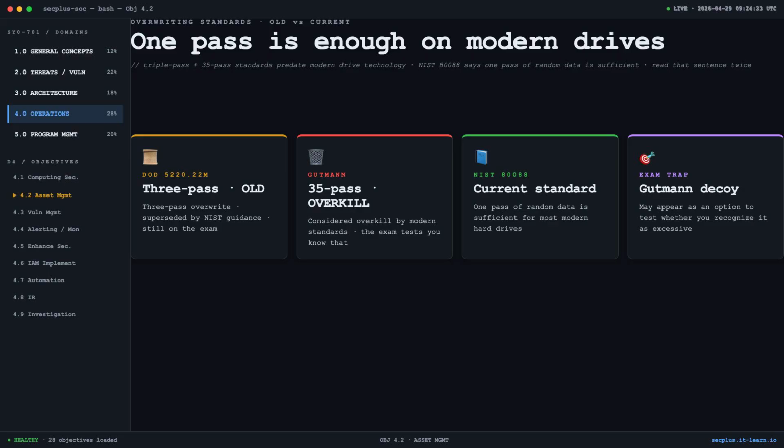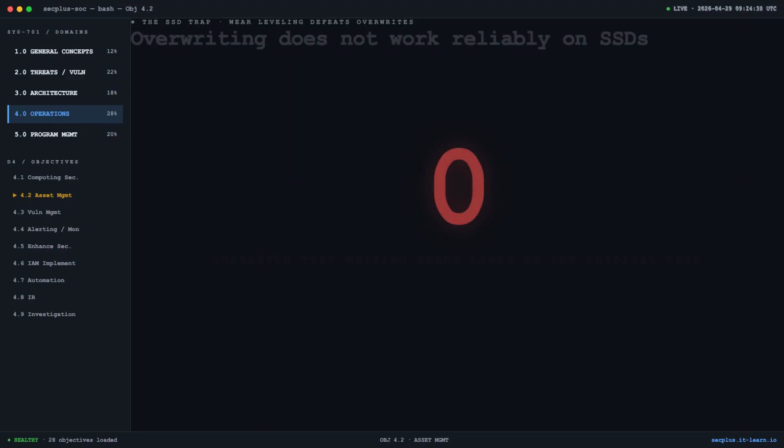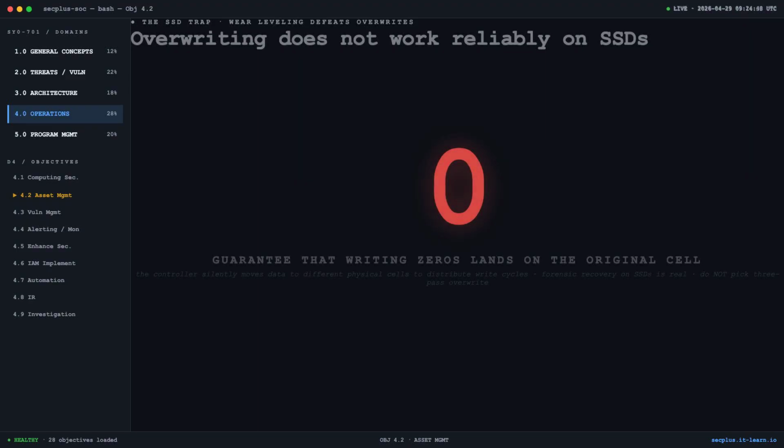Big trap. Overwriting does not work reliably on SSDs. Wear leveling means the drive's controller silently moves data to different physical cells to distribute write cycles. When you write zeros to a logical block, the controller may or may not actually overwrite the original physical cell. Forensic recovery on SSDs is real.